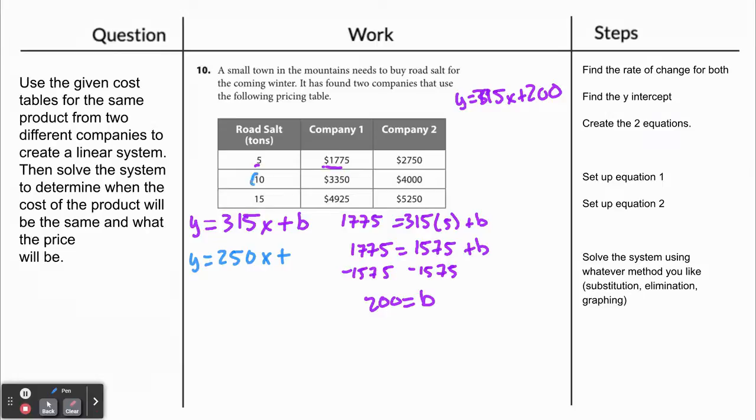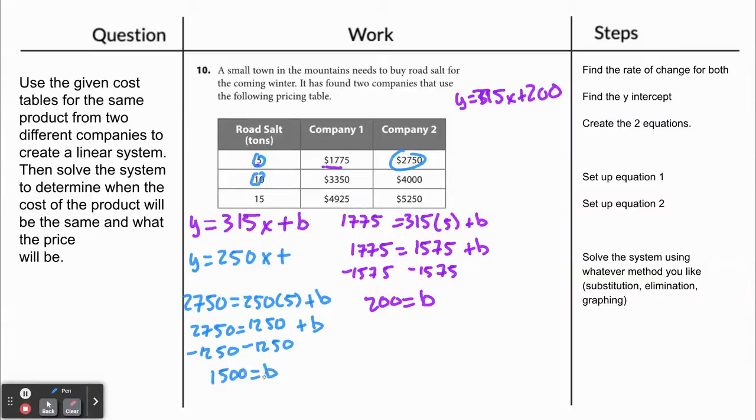For our second one here, same idea. We're going to go ahead and plug in, let's say, 5 and 2,750. So 2,750 equals 250 times 5 plus b. And now we're solving for the y-intercept. So now I get y equals 250x plus 1,500.